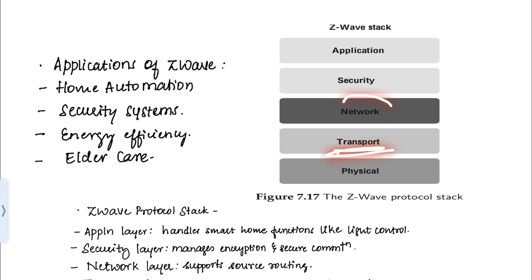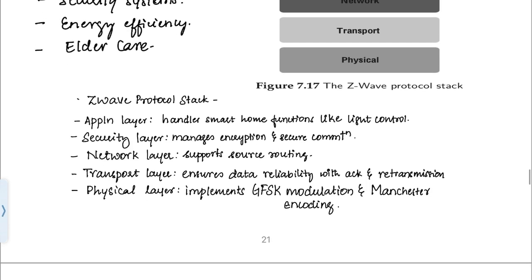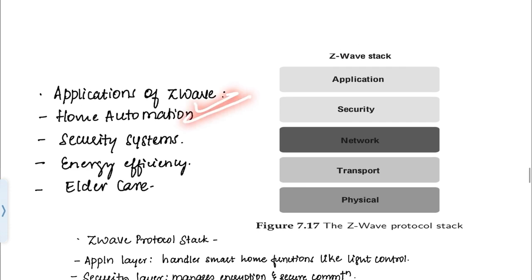Then we have the transport layer. It ensures data reliability with acknowledgement and retransmission mechanisms. Speaking of the physical layer, GFSK modulation and Manchester encoding are done here. That's what I've written down here. Moving on to the applications. First one is home automation. Home automation means smart lights and power management, thermostats, etc.